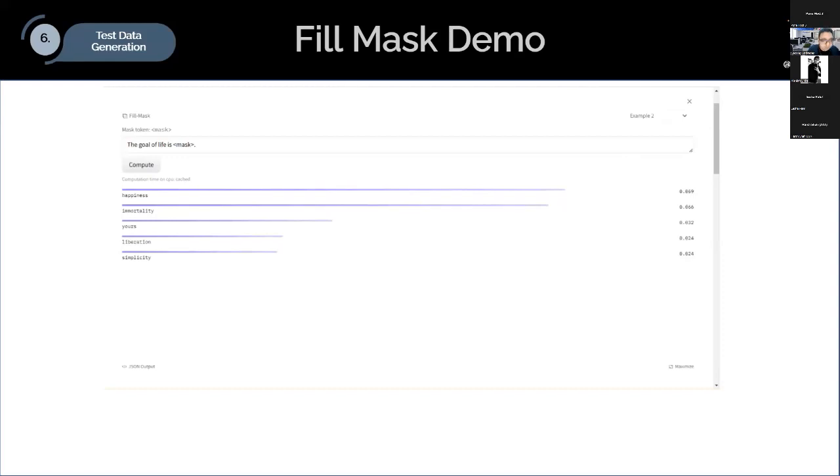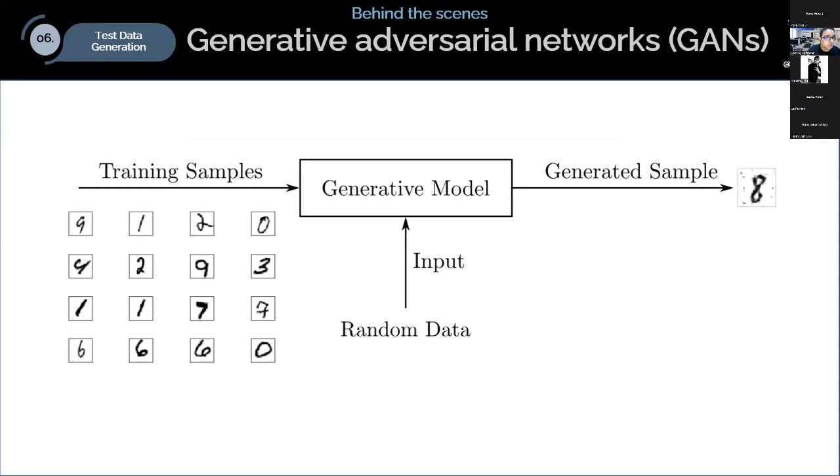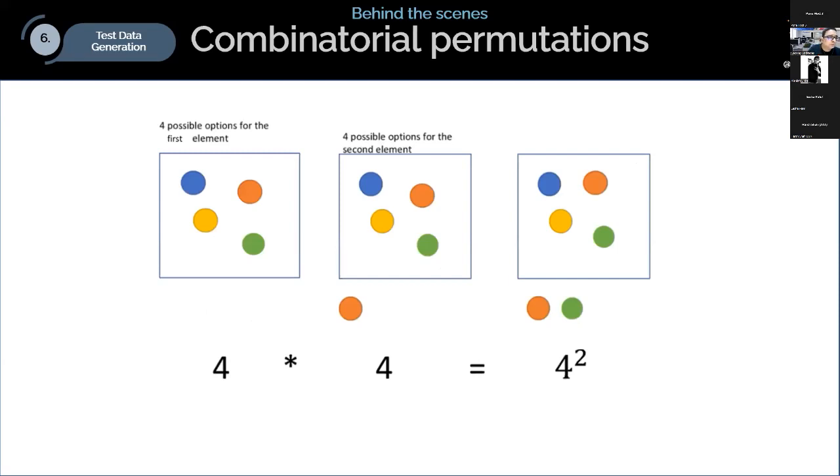So behind the scenes, what it is using is an algorithm called GANs, which is Generative Adversarial Network Model, right? Where you have training samples which are fed into the AI. You're pushing in and asking, hey, what should be the data that should go here? And it generates the samples for you, right? The other thing is called combinational permutations. You might have learned this in your engineering as well. So if there are possibly 4 combinations of the first element, 4 possible combinations of the second element, the possible highest coverage that can happen is 4 cross 4, which is 16, right? So this is actually using the combinational permutation algorithm.